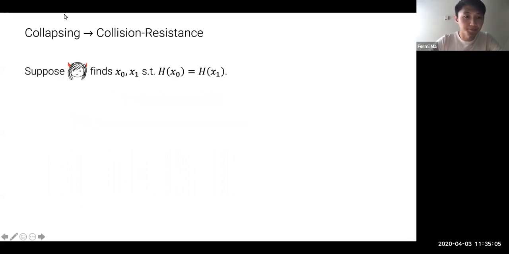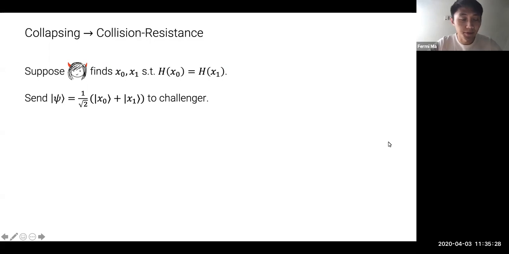Okay, so let's see that collapsing actually implies collision resistance, that it's indeed a strengthening of the classical notion. Suppose you have an adversary that is actually breaking collision resistance. Then I want to construct an attacker that will win the collapsing game. Your attacker finds some x0, x1 such that there's a collision. In the collapsing game, you're going to send the state psi, which is the uniform superposition over x0 and x1.